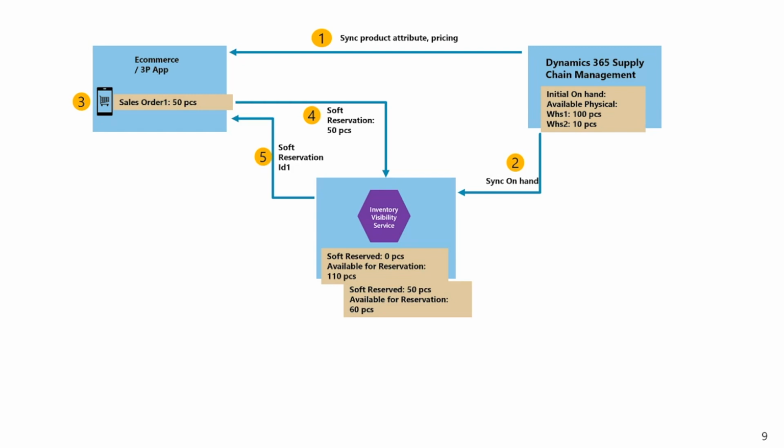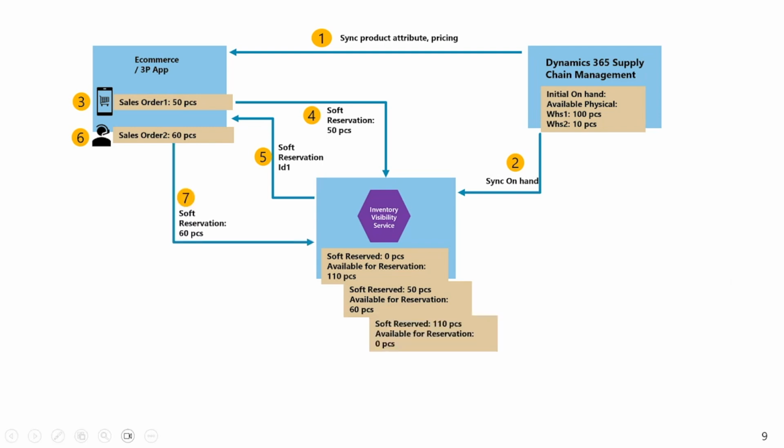Next, the reservation ID is returned back to the e-com website. The e-com order has still not yet synced to D365, and available on-hand is still 110 pieces in Dynamics 365 SCM across two warehouses. Meantime, another order is received on the e-com site for, let's say, 60 pieces.